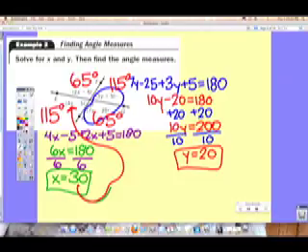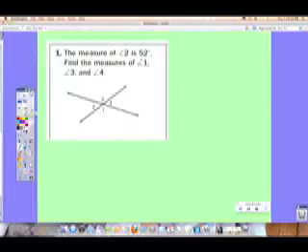Okay, if angle 2 is 52 degrees, guys, shout it out. What's angle 4 then? Perfect. What kind of angles are they? They're vertical. They're vertical angles. Keep saying that word. Keep practicing it. Literally, say it out loud.